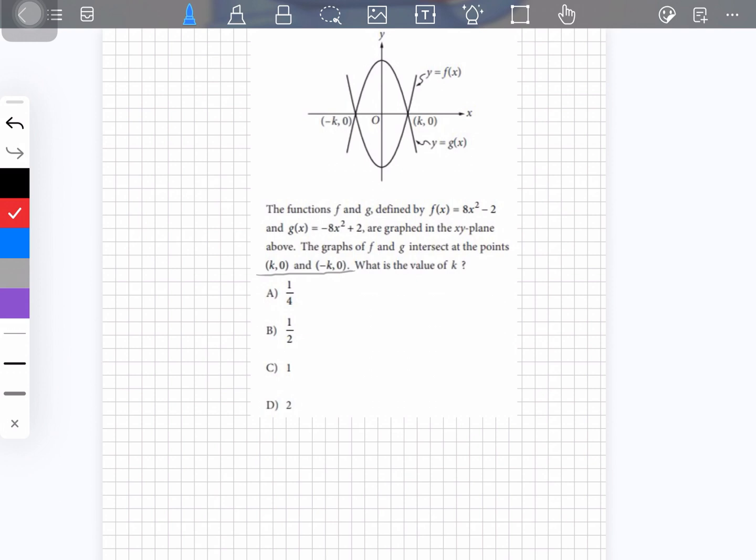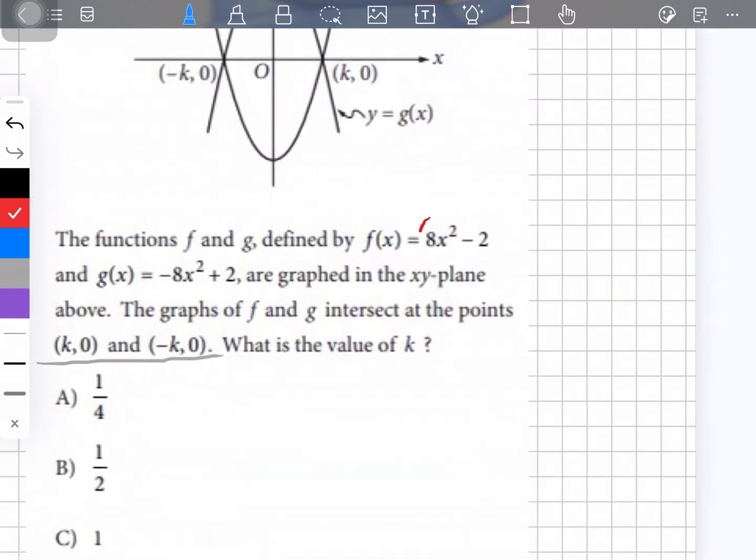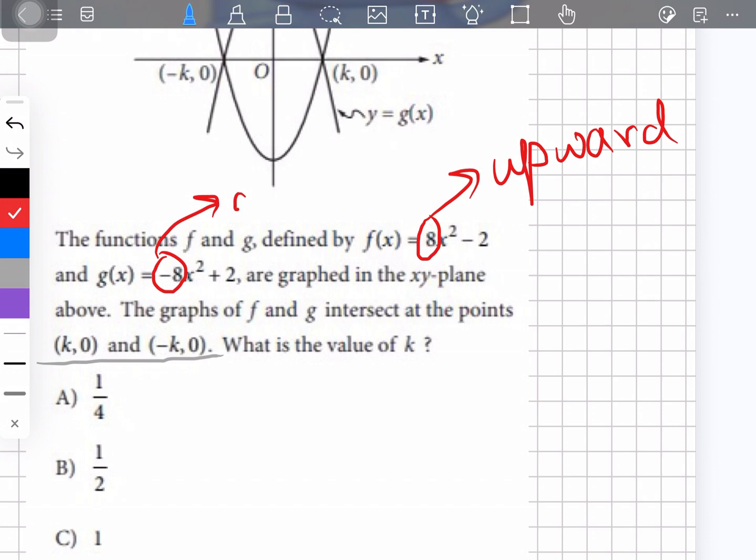One of the things that you probably have encountered while preparing for the SAT, and also probably in your classes, is that if the coefficient of x square is positive, then the curve is upward. So since it is a positive number, the parabola should be upward. And since here it is negative, it should be downward. Let's see if that's true.